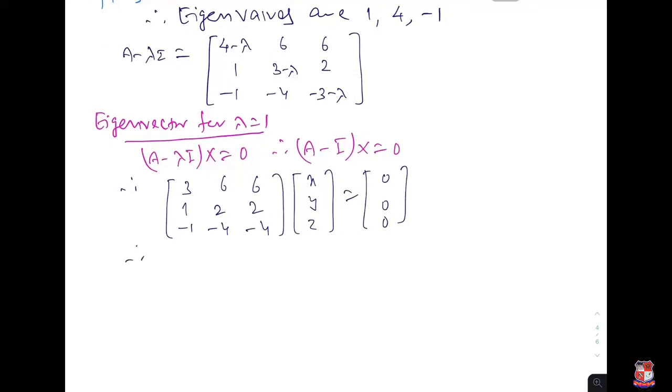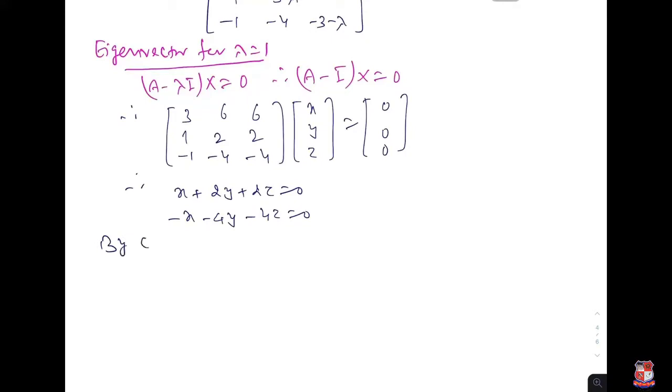So now we take the equations. See here we observe that 3, 6, 6. So 3x, 6y, 6z. If I divide by 3, it will be x, 2y, 2z. So these two equations are same. So we take only these two equations, second and third. We would like to use Cramer's rule. Let us see how. So this is x plus 2y plus 2z equal to 0. That is from second, because first and second are same. And third, minus x minus 4y minus 4z equal to 0.